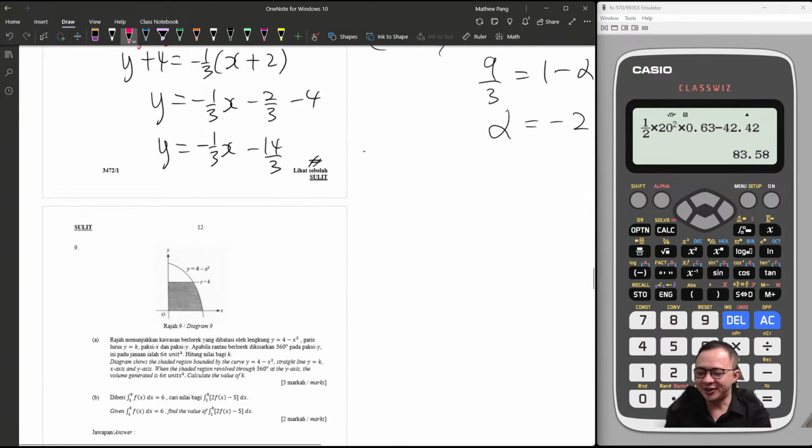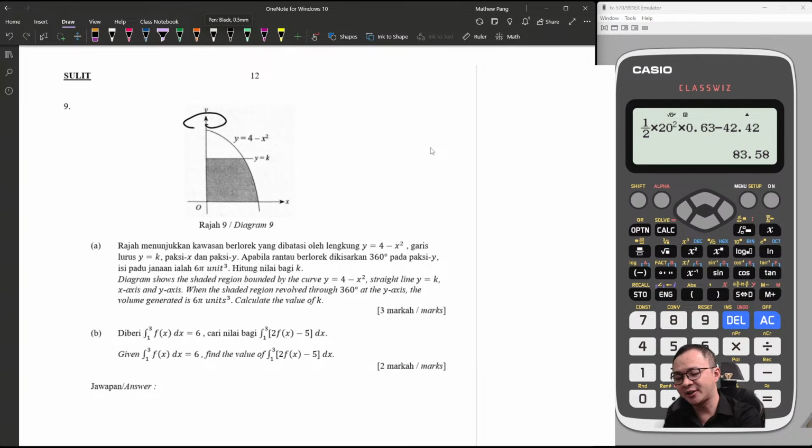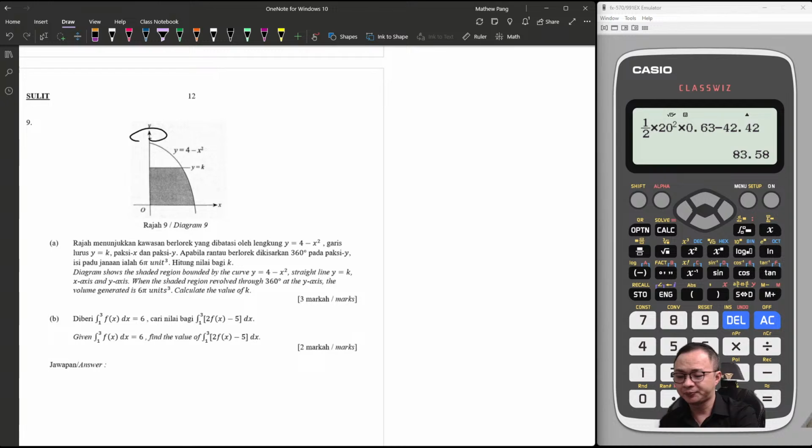Not bad. We are in question 9 now. The diagram shows a shaded region bounded by the curve y equals 4 minus x squared and the straight line y equals k, with the x-axis and y-axis. When the shaded region is revolved 360 degrees about the y-axis, the volume generated is 6 pi. Find the value of k.